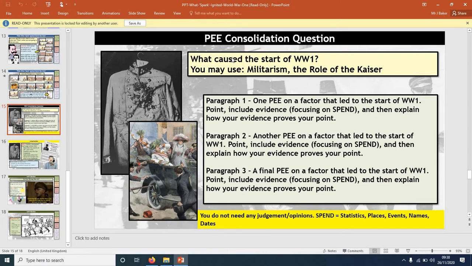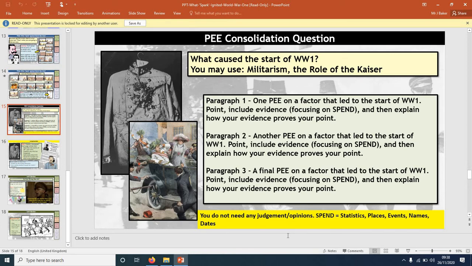You're going to do 3 PEE paragraphs. So each one will be structured like this: you make your point and say one cause at the start of World War One was whatever. You then include some evidence, and please ensure you focus on SPEND. So if you haven't got a statistic, a place, an event's name or date in there, then it's not very good evidence. And then finally, you're going to link it all back together and explain how whatever evidence you've used proves your point. And you're going to do 3 PEE paragraphs in that manner.